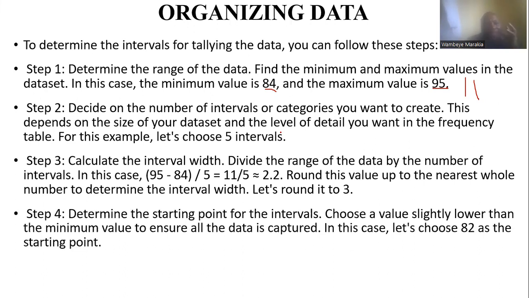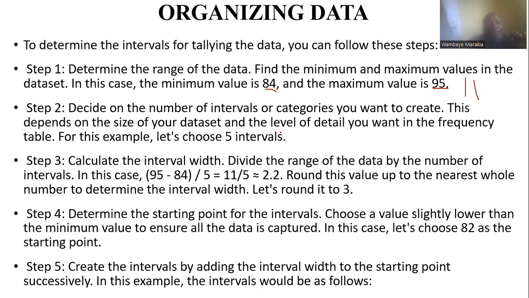Then, step 4, determine the starting point for the intervals. For example, in our data, the first number was 84, but we must choose a value that is slightly lower than the minimum value to ensure that the data set is captured. In this case, we choose 82 as the starting point. So if we choose 82 as the starting point, then step 5, we create the intervals by adding the interval width to the starting point.